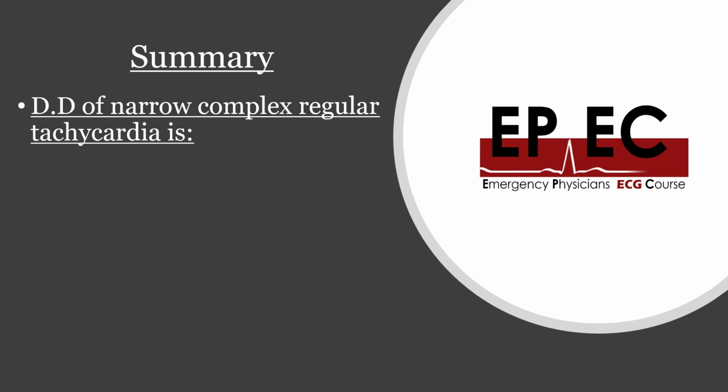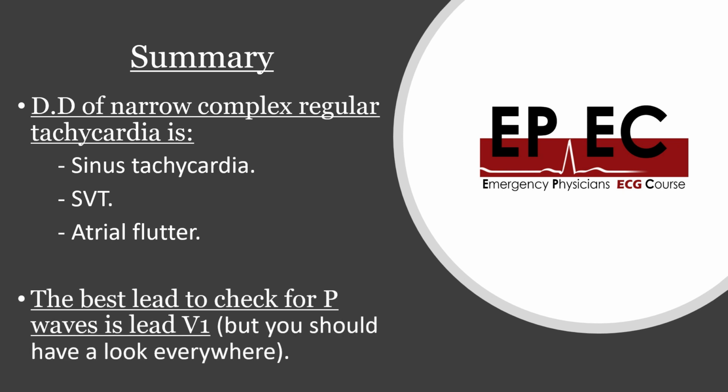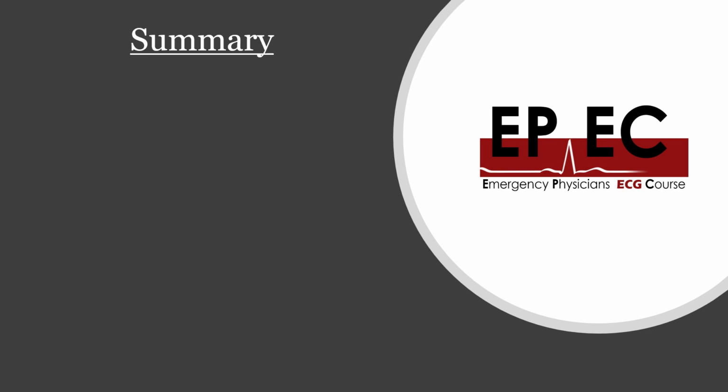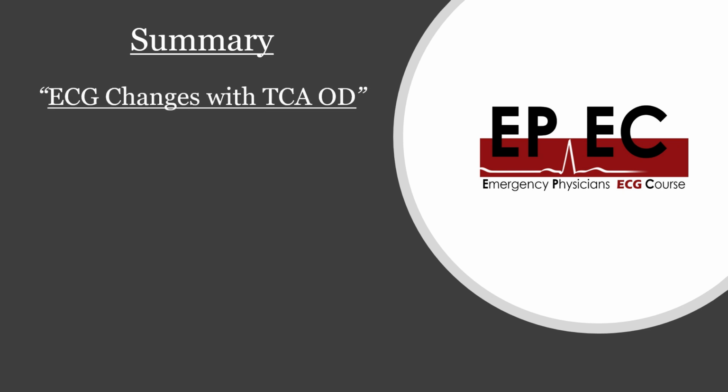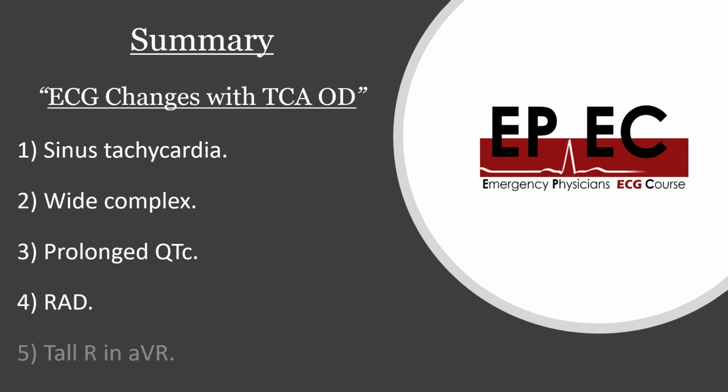Second is the differential diagnosis of narrow complex regular tachycardia. You've got sinus tachy, SVT, and atrial flutter with fixed block. And the best lead to check for P waves is usually lead V1, but again, don't forget to check everywhere in the ECG. And lastly, the ECG changes with TCA overdose. So we know now that it can cause sinus tachy, wide complex, prolonged QT interval, right axis deviation, and tall R in AVR.